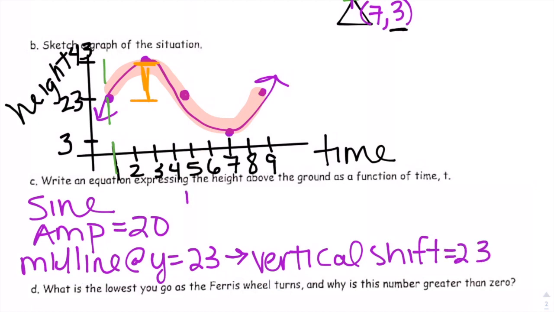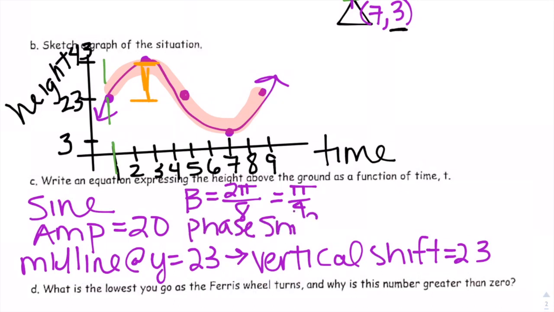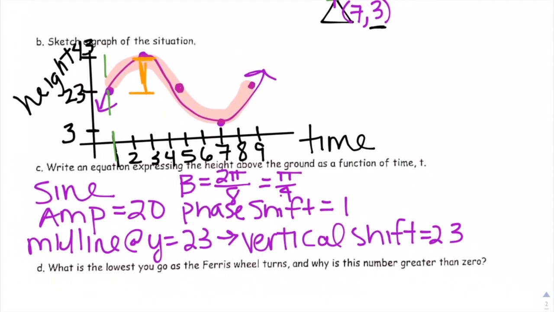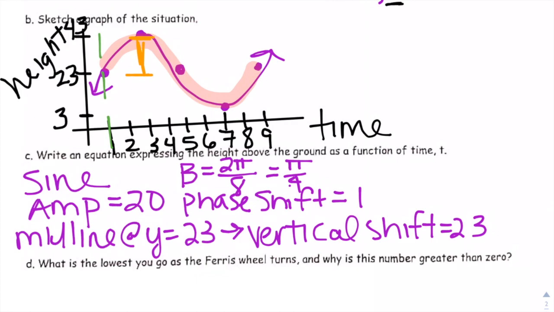We want to find our b value, so b equals 2 pi divided by our period. Well, we started at 1 and ended at 9, so that was 8, and so that gives us pi over 4. And then we actually have a phase shift here as well, because we aren't starting at the y-axis, and so we have a phase shift of 1. So now we need to write this function. I'm going to write it just below under D because I'm running out of room.